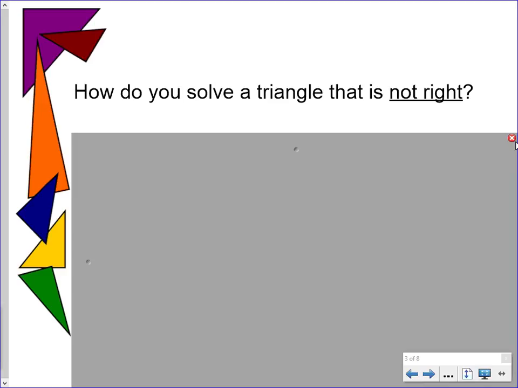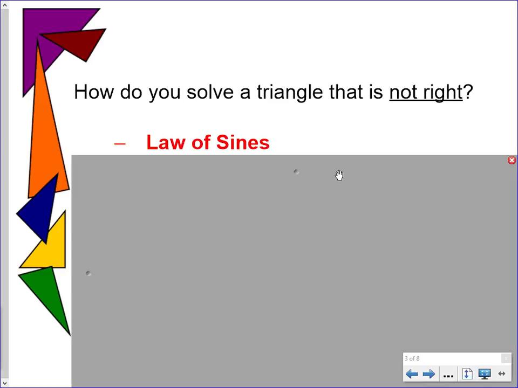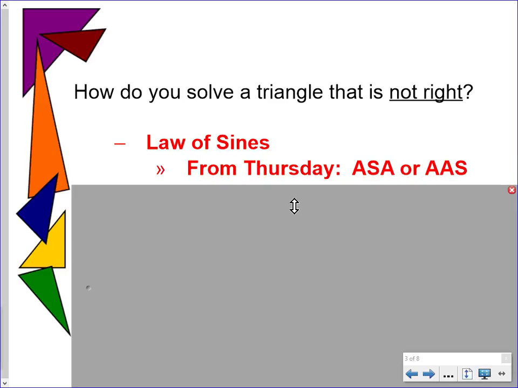So the answer to the question, how do you solve a triangle that is not right? One of the answers is the law of sines. And that's what you started practicing. You uncovered the law of sines on your own on Friday, and you started practicing it. All the problems that you did, I'm calling it Friday, but you know me, I mean Thursday. From Thursday, all the problems that you did, if you looked at the given information, the information that was provided to you, it fit one of these things.